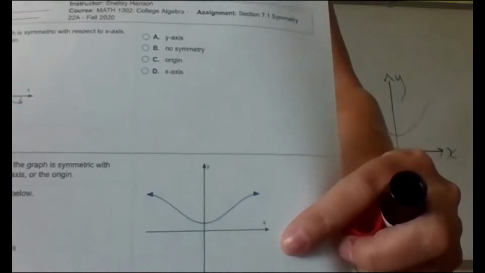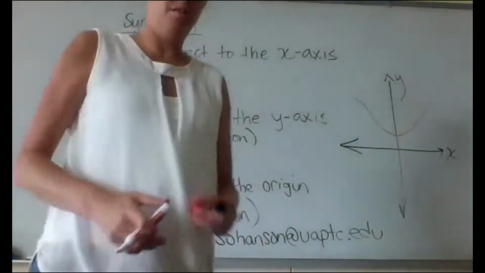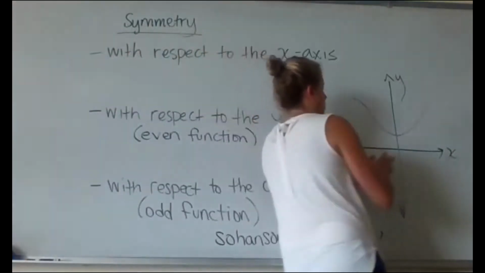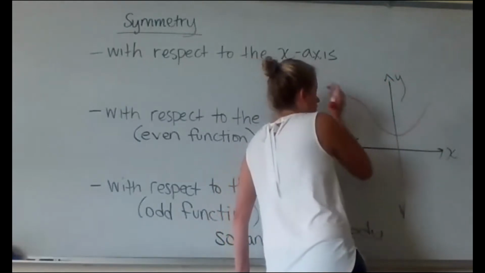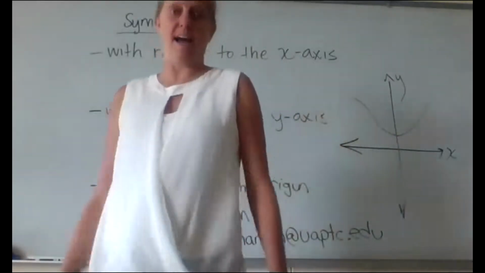Okay, I'll just show it to you. It looks like that. So again, it's going to ask you, is it symmetrical with x, y, origin, both x and y? Which one is this mirror? What's it mirroring across? Well, it's the same exact thing on the right side of the y-axis as it is on the left side of the y-axis, which means it's symmetrical with the y.